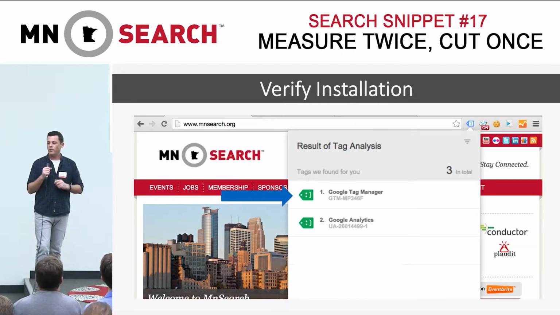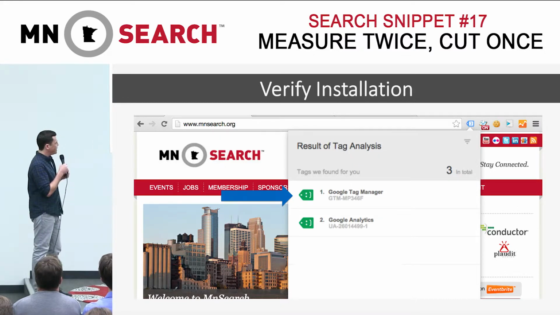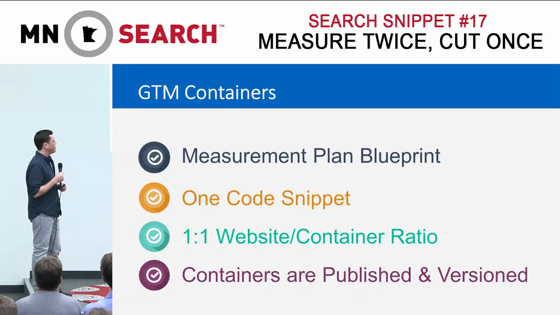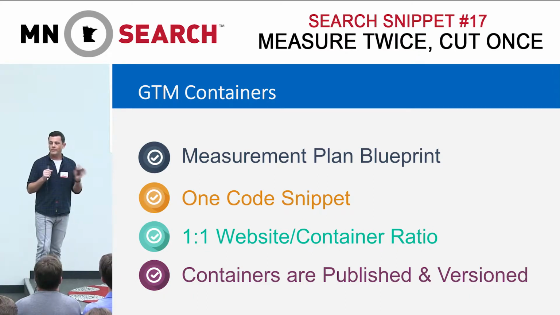Okay, once that's all done, you want to make sure that it's installed correctly. So once again, using MnSearch as the example, I'm using a little tool called Google Tag Assistant here. I can see that I've got little green happy faces. Google Tag Manager is looking good. Analytics is looking good. So now we can start tagging.